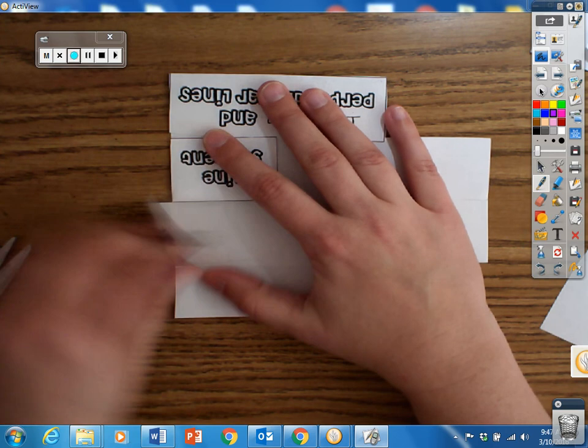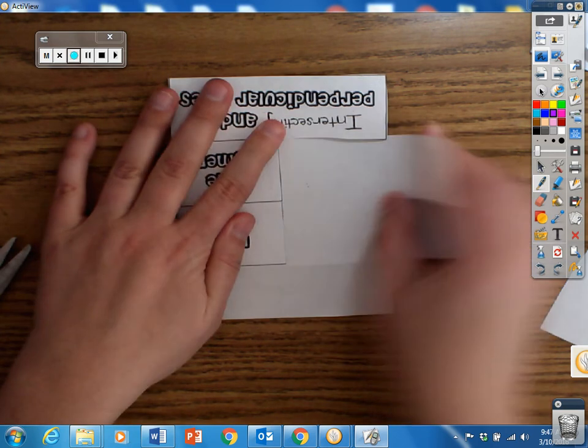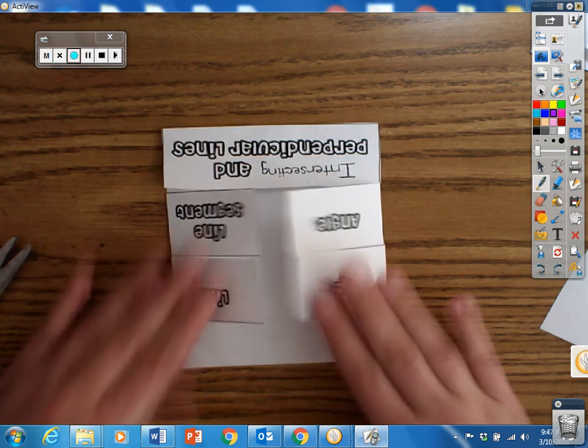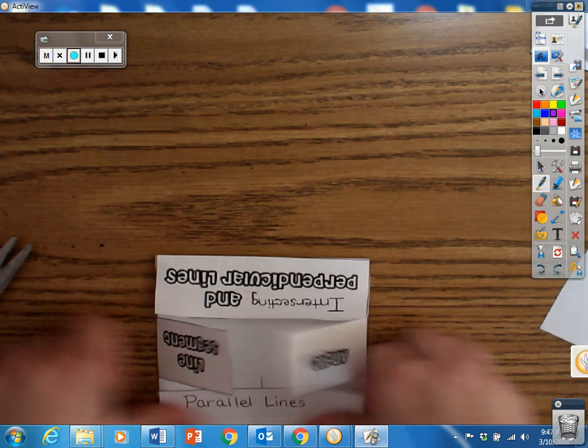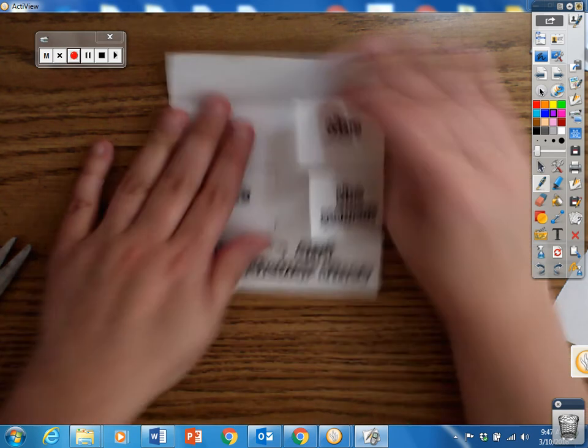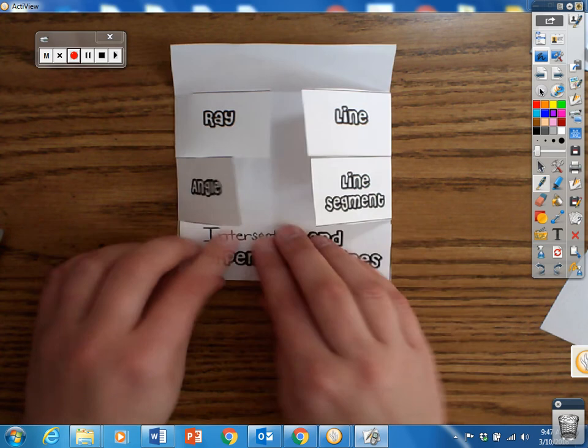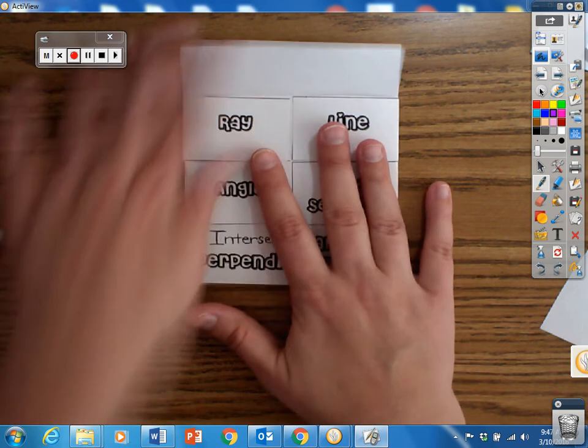So now we can read each word. And I know I have it upside down. I'll get there in just a second. Okay. So now I'm able to read the words. So I'm going to open up the next few slides.